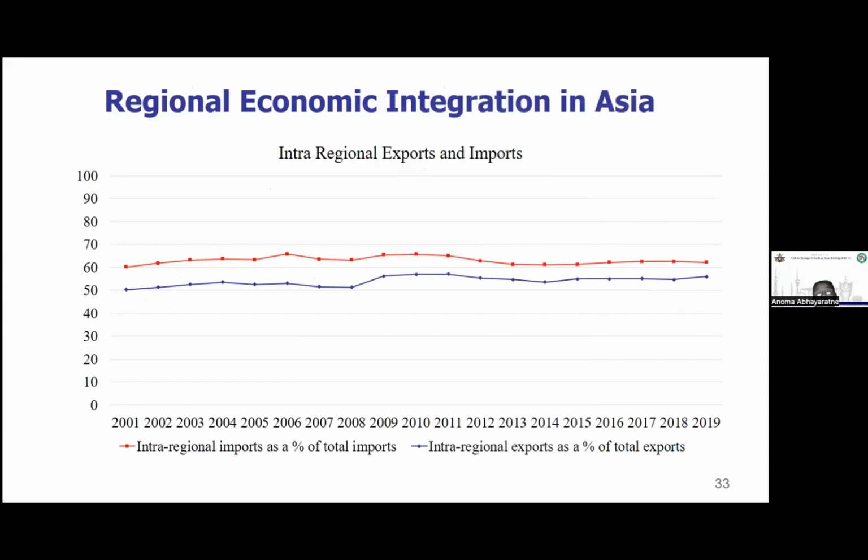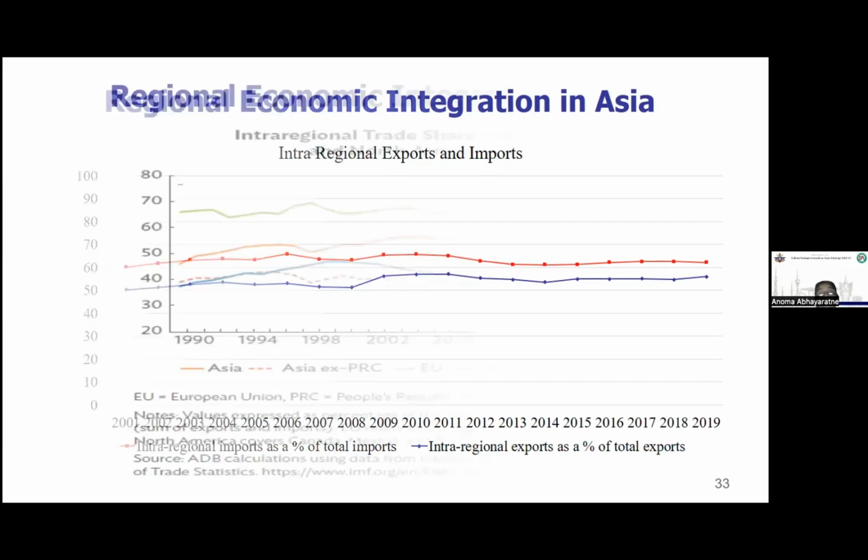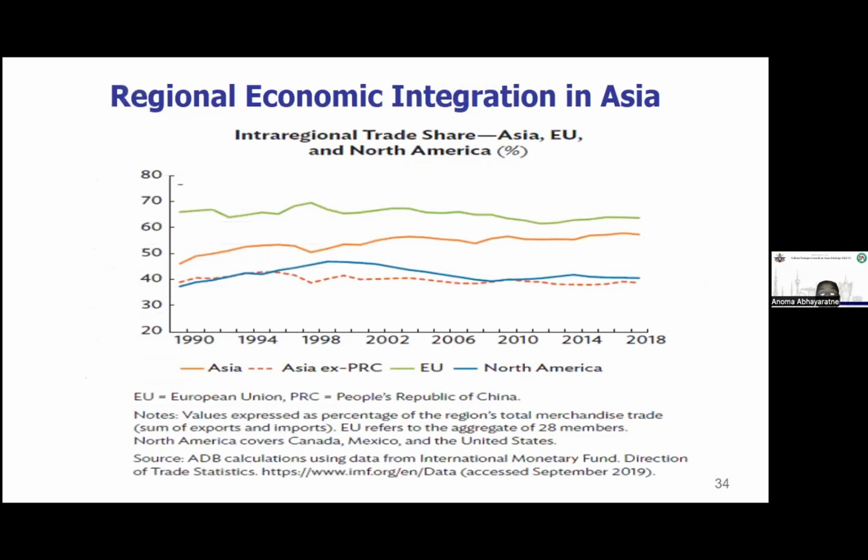You can see the graph. There is no rapid increase, but imports have slightly increased and exports have also increased, not a very significant increase. This is inter-regional trade shares. They are more or less stable.